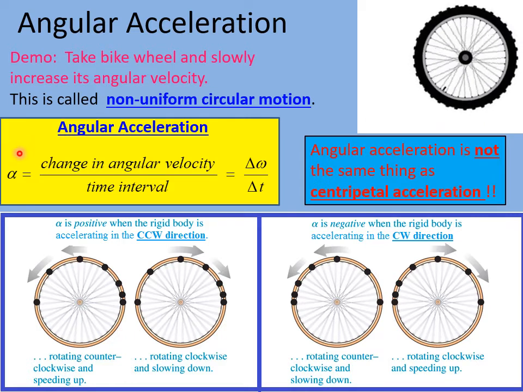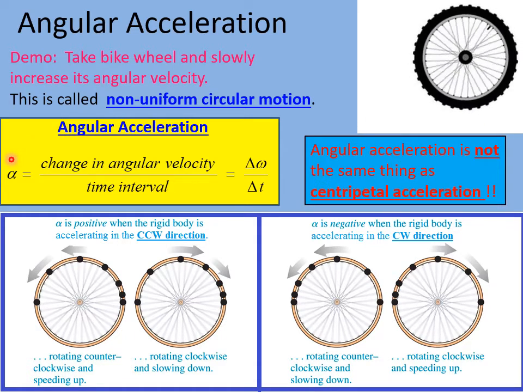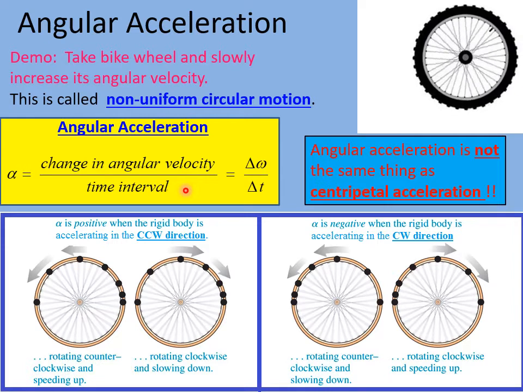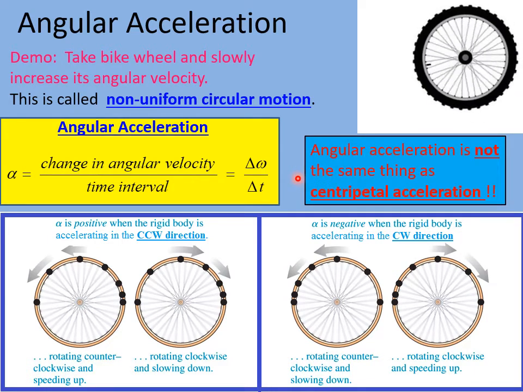Angular acceleration is given the Greek letter alpha. Now this is to distinguish it from the letter a, which refers to linear or translational acceleration that we studied earlier in this course. So alpha, or angular acceleration, is defined as the change in angular velocity divided by the amount of time it takes to do that. So alpha is equal to delta omega, remember omega is angular velocity, divided by the time it takes. Just one clarification here right from the start. Angular acceleration is not the same thing as centripetal acceleration, and we'll distinguish between these two in a couple slides.